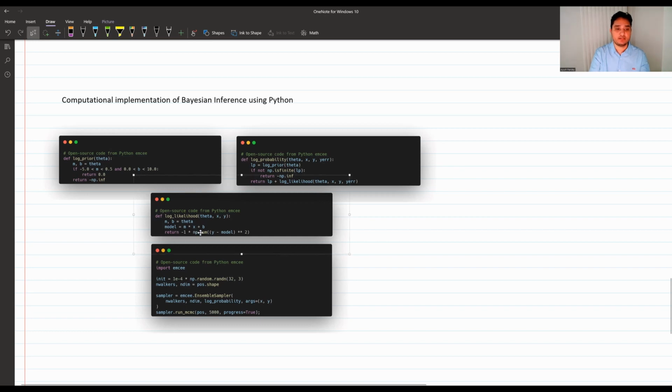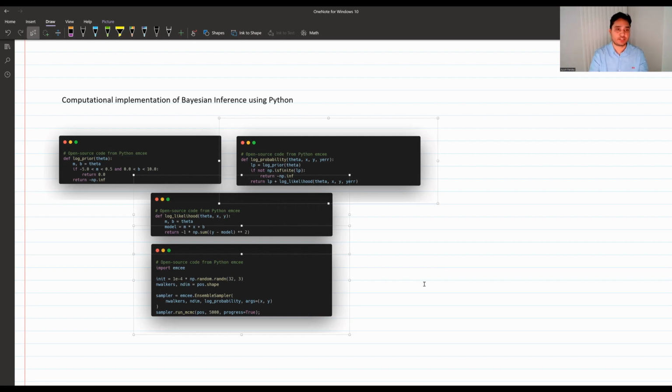And then you create the log likelihood. So that's the sum of the errors squared. That's exactly what we wrote down above. And then we can write down log probability as sum of the log prior and the log likelihood. And then we can use this in a sampler, which is the Markov chain Monte Carlo sampler, MCMC, to solve this problem. So we can do this computationally, and that leads us to identification of the parameter distributions.